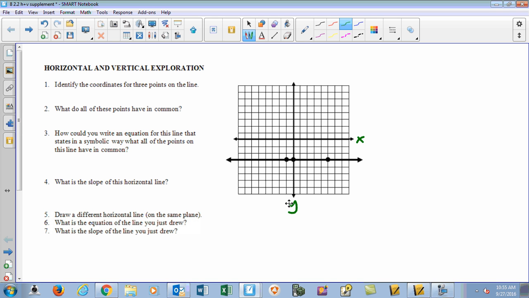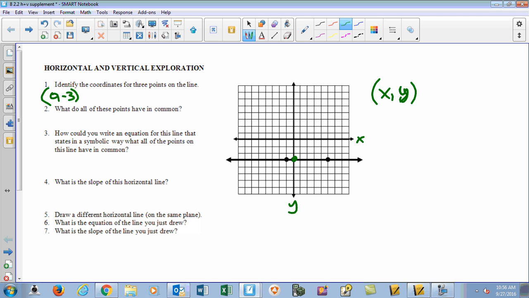So who can tell me one of those 3 points? Brett. Negative 3, negative 1 is over here, right here. Okay, that's not on the line. Remember, what's our coordinates, right? It's written as x, y, right? So who can tell me what one of these points are? All right, 0, negative 3. That's right there, right? So 0, negative 3 is 1.